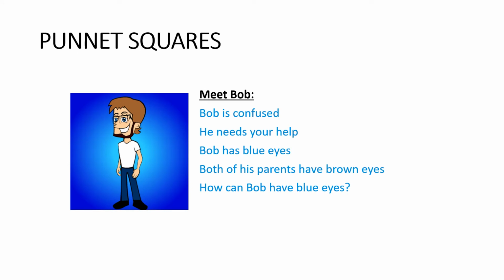In the Punnett square, if you look at this, Bob is confused. He needs your help. Bob has blue eyes. Both of his parents have brown eyes. How can Bob have blue eyes? Let's pause the video and try to answer this question.